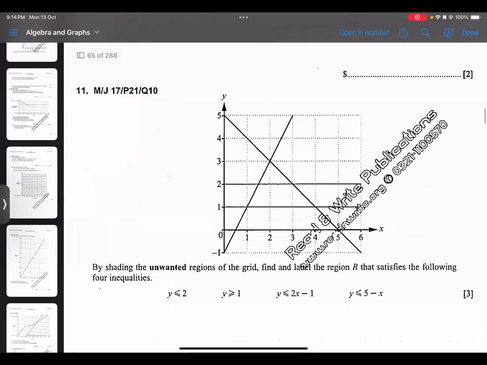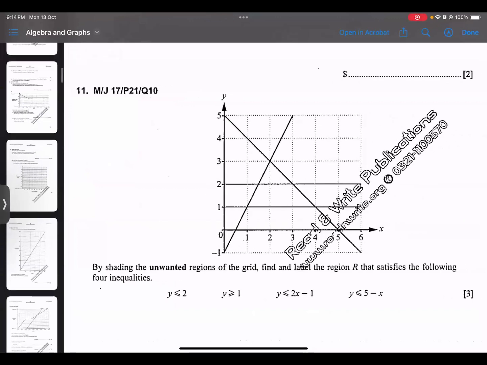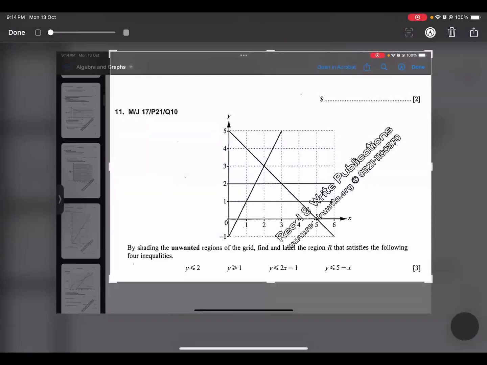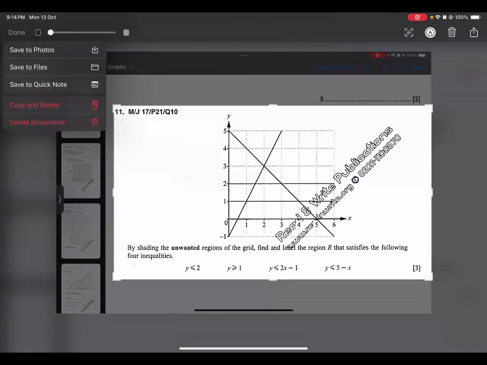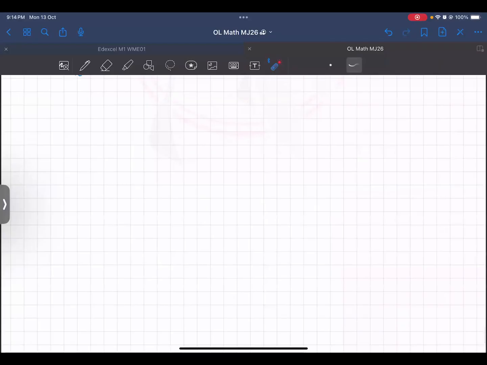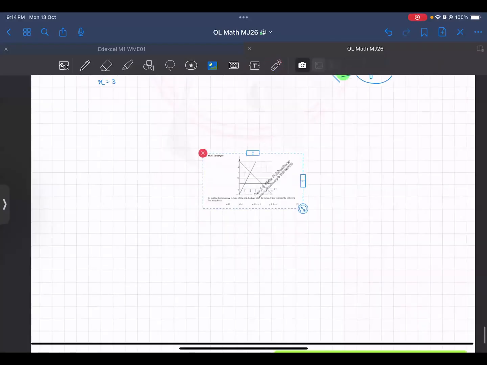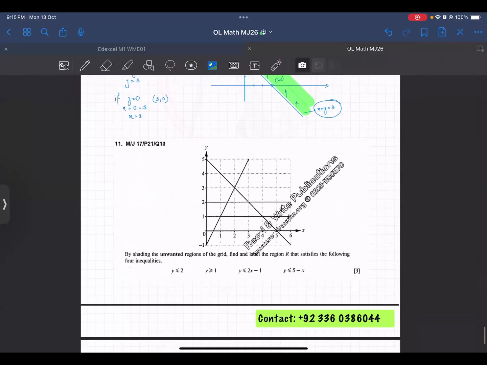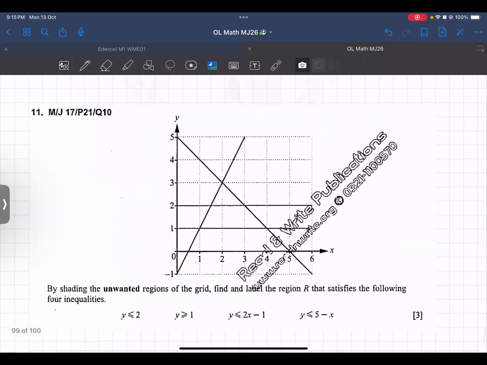Look at this one. They have given you in the diagram the lines, and they have given you the equations as well, different equations. And you have to shade according to the inequality. First of all, you will have to identify which line is for which equation, and then you will have to shade them according to the inequality.